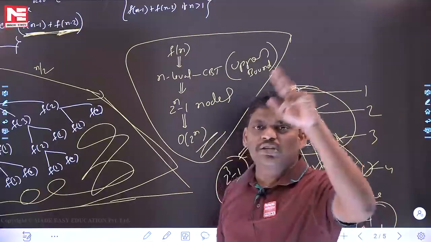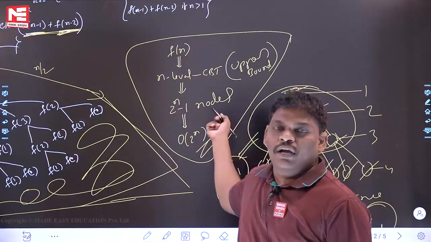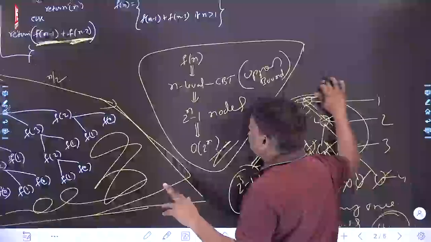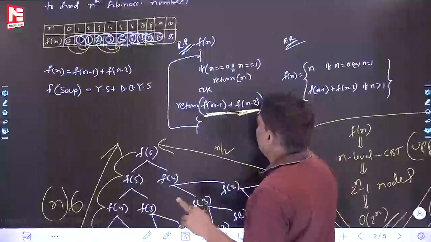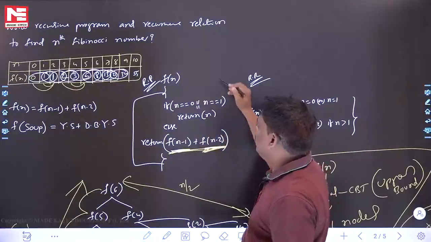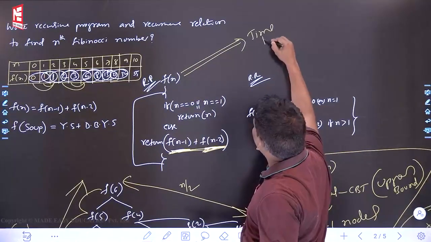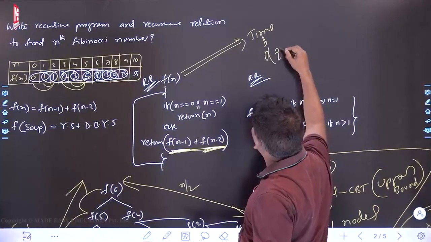If you solve that series, you will get 2 power n. I am thinking that almost you are comfortable. It is the correct time to ask you: please help me now. This recursive program, whatever you are studying, what is the time answer? This recursive program time is going to be upper bound order of 2 power n.